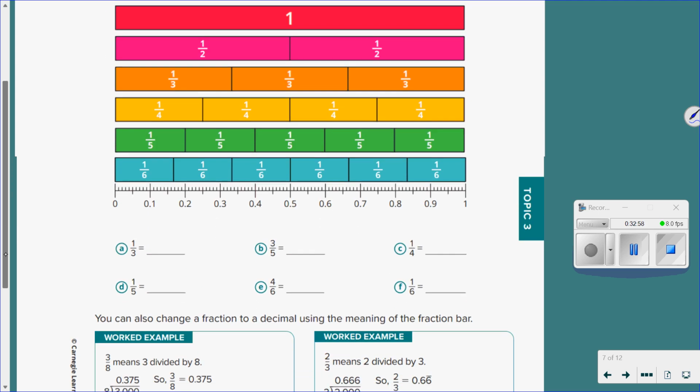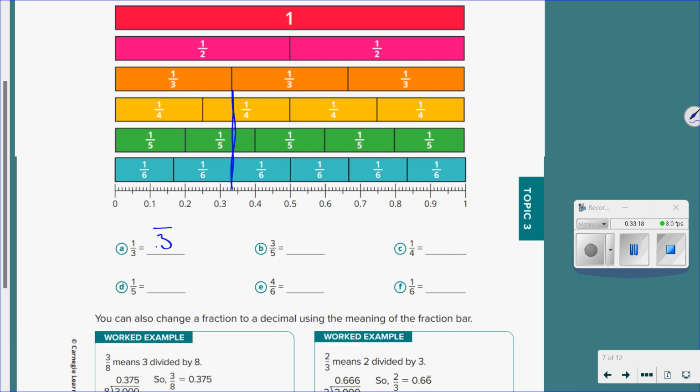So 1/3, if I were to bring this straight down, I can see that it comes just past, well, that's not a very straight edge, but it should come right about here. Okay? So as a decimal, it's actually 3/10 repeating.